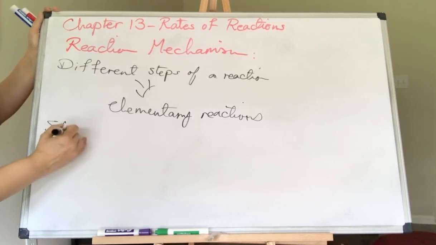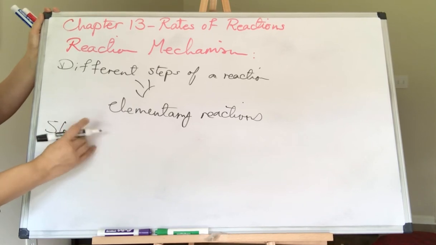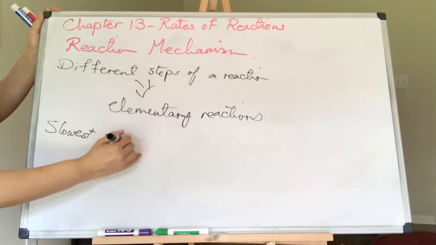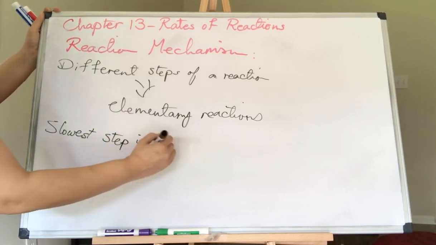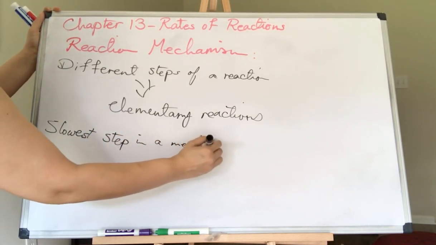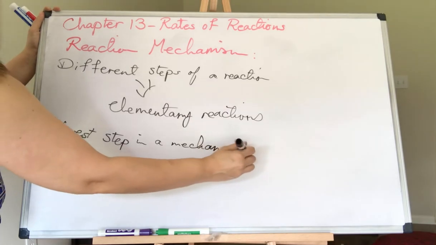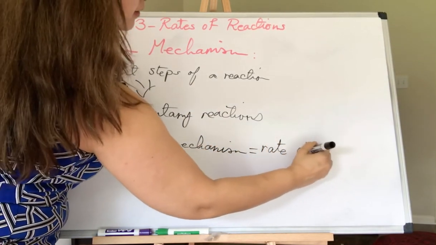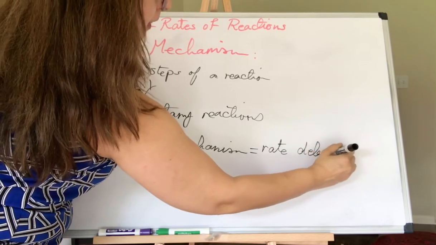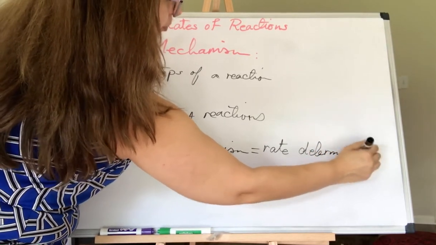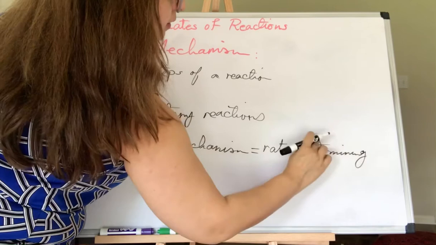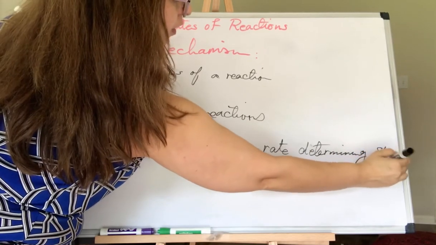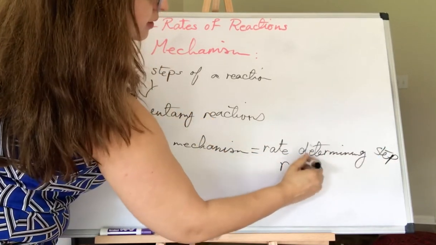Slowest elementary reaction or slowest step in a mechanism is called rate determining step, or we just call it RDS.